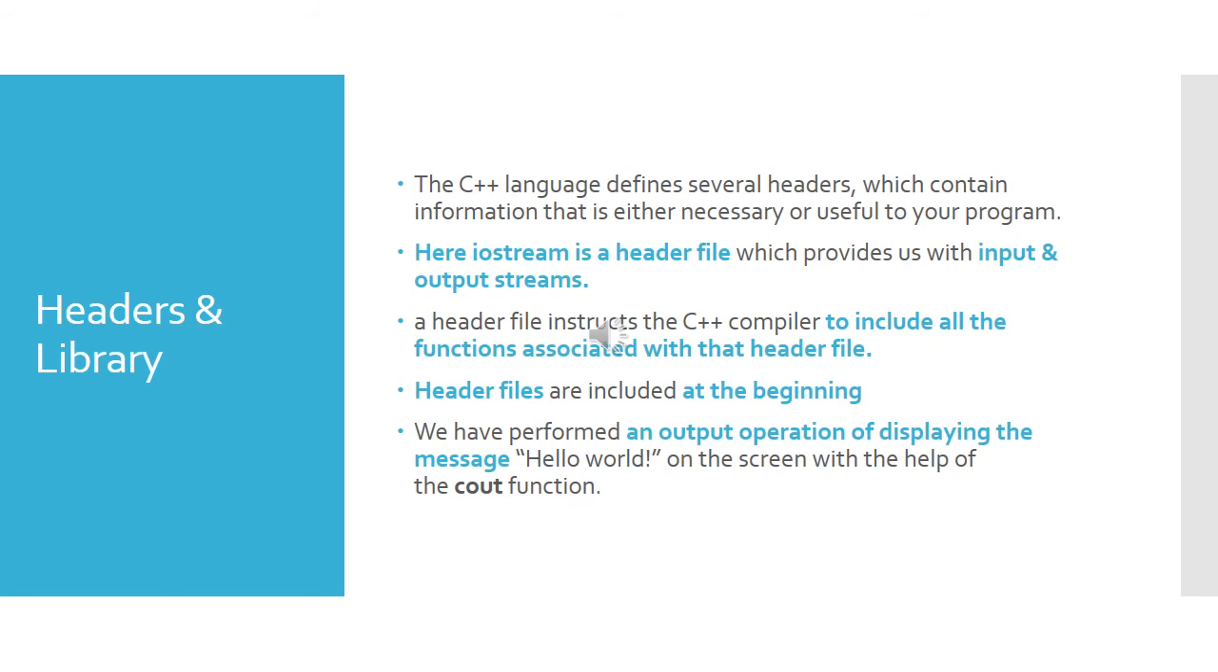As I've explained earlier, there are several header files in C++, and here iostream is a header file which provides input output streams. A header file instructs the compiler to include all the functions specified in that particular file, and all header files are specified at the beginning of your program.